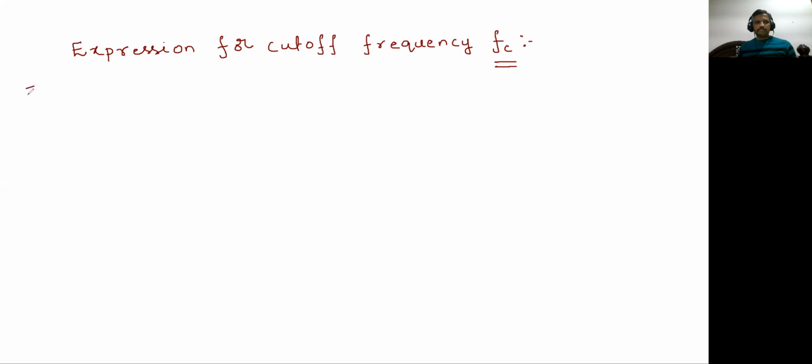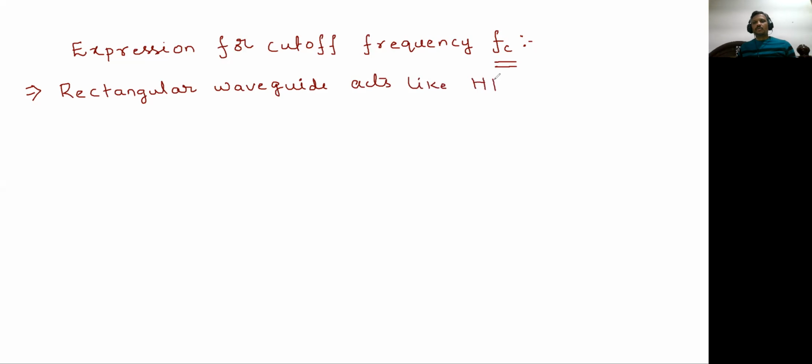Because the rectangular waveguide here will act like a high pass filter. Rectangular waveguide acts like high pass filter. What actually high pass filter is? High pass filter is the one which allows only high frequency signals above a cutoff frequency, which we call Fc. And this cutoff frequency we are going to find out in this particular lecture.